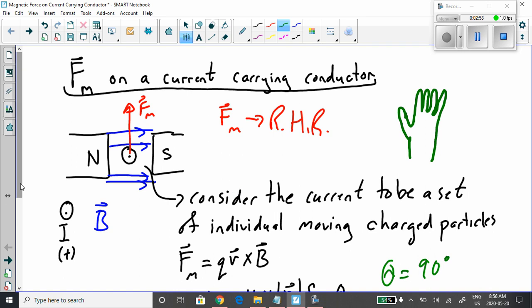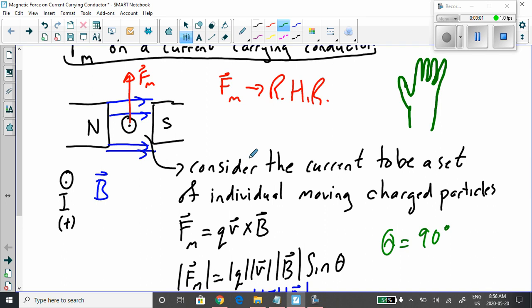So this is what I want us to do. I want us to consider the current that's in this wire. Now, this is an end view, a cross-sectional view. I want you to consider the current to be a set of individual moving charges. So think about all the individual moving charges that are in this wire. This is a side view right here. A top view would be like this, right? Here's N, here's S, north and south seeking pole. There's the wire. We're now looking at the top view of the wire, and there's the current. So this is side view, this is top view.